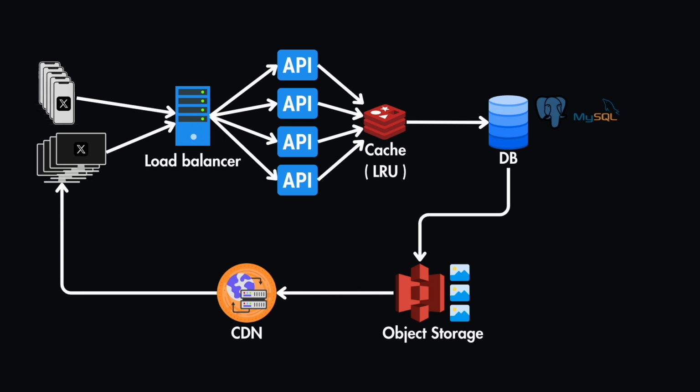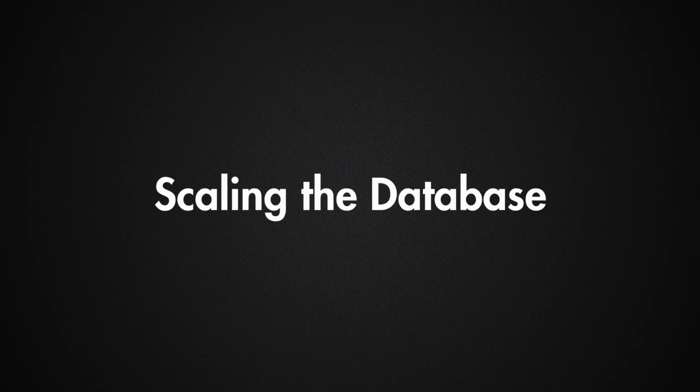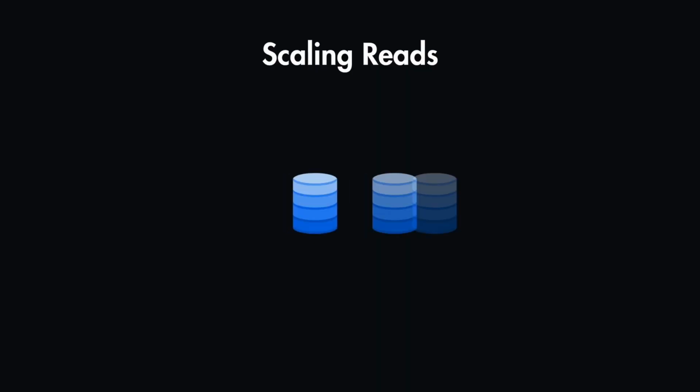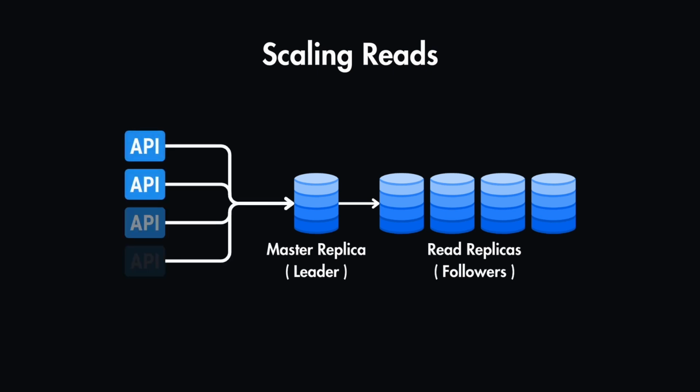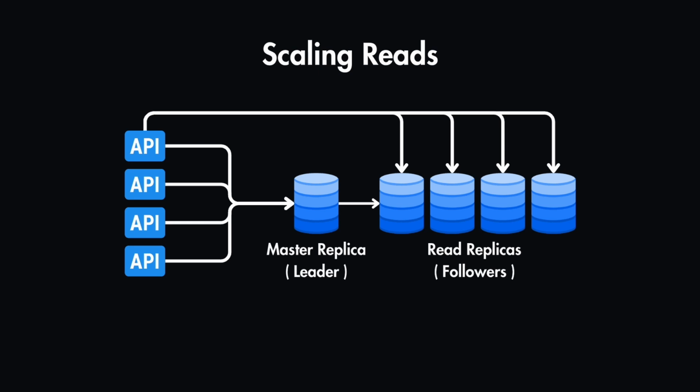Now with our current system design, the database is the primary bottleneck, and if something is going to fail, that will be the database first. So we need to scale our database. First, let's see how we can scale the reads. To scale the reads, we can introduce read replicas of our primary database. And these replicas are just copies of the primary database, but they are only used for read operations. So we'll have one master replica or leader, which is responsible for writing to the database. And we'll have many read replicas or followers, which are responsible for retrieving data to our APIs.